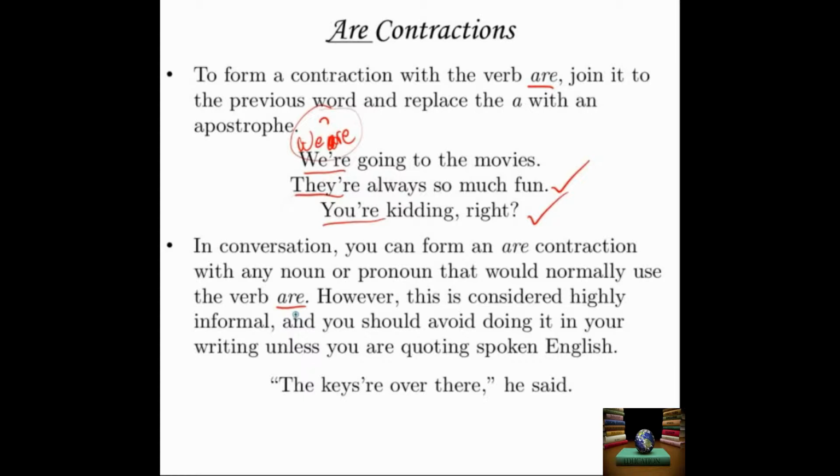So, for example, you could say, the keys are over there. Well, in spoken English, there's almost no distinction in sound between "the keys are over there" and "the key's are over there," especially in most dialects like the American dialect I speak. But if you're writing it and you put the apostrophe RE after keys, it looks a little funny, so only use it if you're quoting what somebody said out loud.